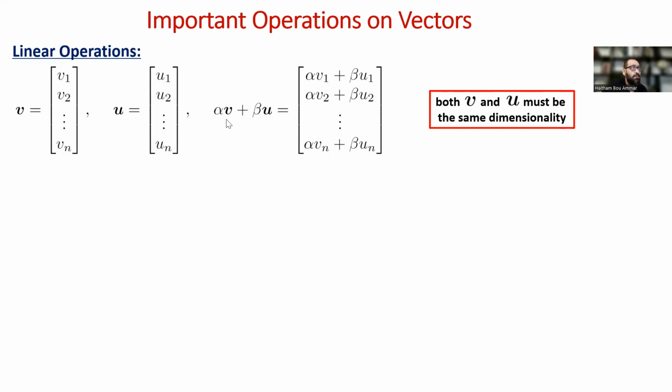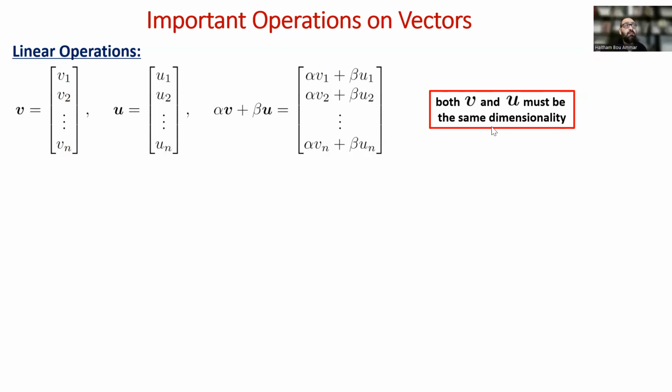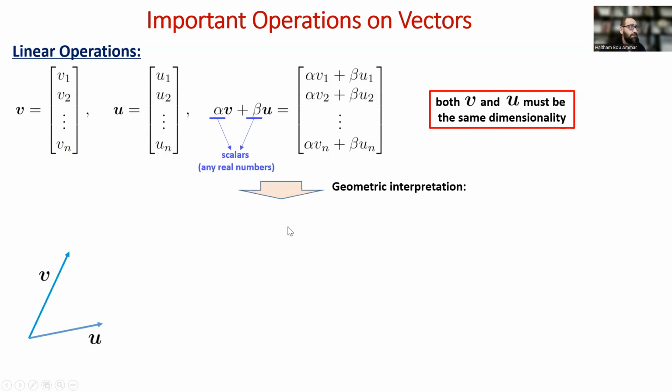So I multiply each component by a constant. For V, it's alpha, and for U, it's beta, and then I just add them together. Now, of course, for this operation to work, both of those vectors need to have the same dimensionality. Okay. So what does this mean geometrically? What is happening geometrically? Like to just picture that.